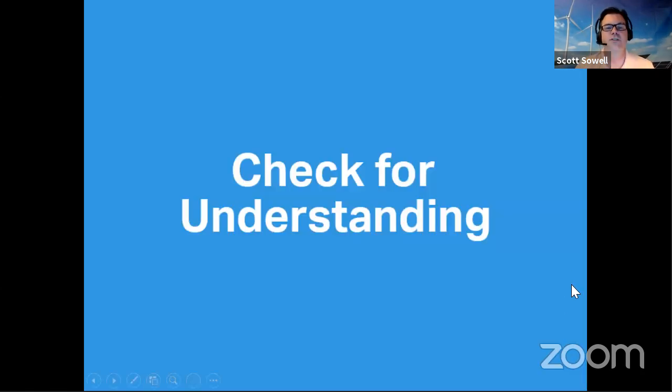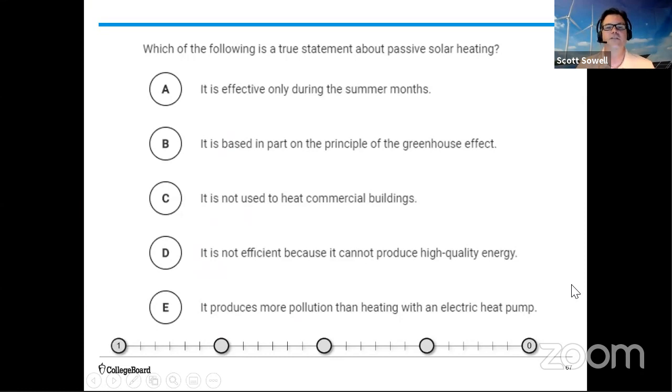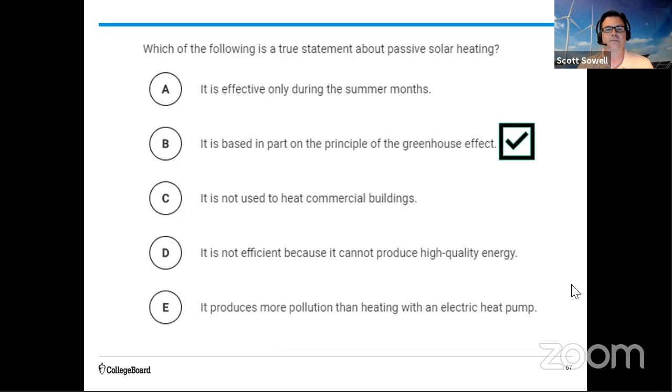All right, let's do a quick check for understanding. Which of the following is a true statement about passive solar heating? So you should have picked B. It's related to the greenhouse effect. And remember, passive solar heating uses no mechanical or electrical equipment. And again, we're talking about heating, not generating electricity.